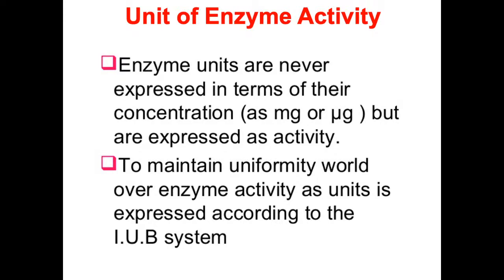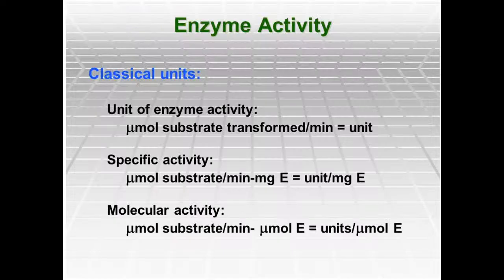So what are the units of enzyme activities according to the international unit-based system? Enzyme units are never expressed in terms of milligram or microgram. They're always expressed as activity. And to maintain uniformity worldwide for enzyme activity, we have a new unit system according to the IUB system. This is the classical unit that we use for enzyme activity.